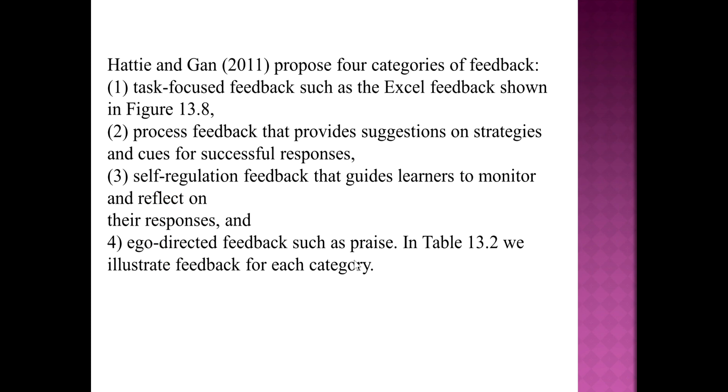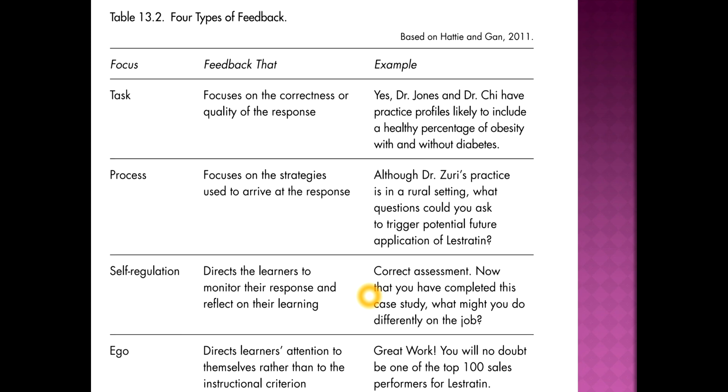Ego-directed feedback such as praise. You have to tell them that they have done a good job, they're doing excellent, smart students, and so on and so forth. Such feedback will help them understand or improve their learning. You can see the 4 types here and how that feedback works, and it gives you an example here.